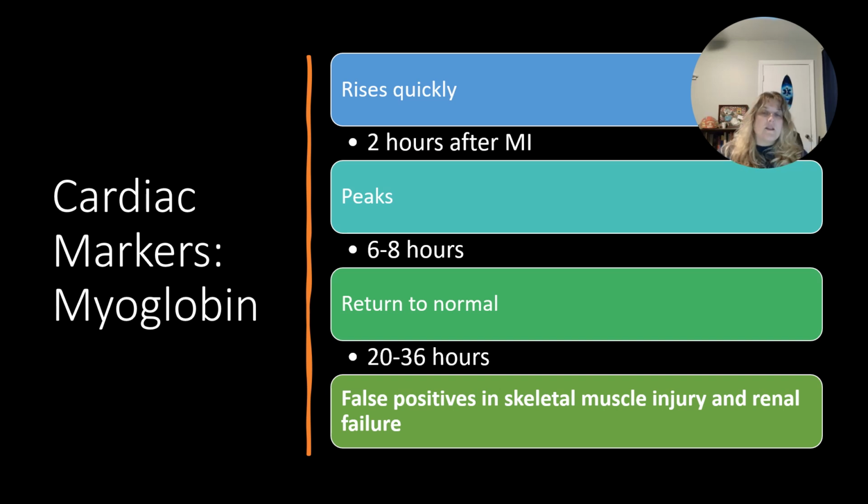Your myoglobin will rise about 2 hours after an MI, so it's pretty quick. It peaks at 6 to 8 hours and returns to normal. Look how quick it returns to normal, within 20 to 36 hours. But just like in other cases, you can have false positives if you have someone who has a skeletal muscle injury. So if you've had a marathon runner and they're complaining of chest pain, you could see a false positive on this as a result of the skeletal muscle damage that's taken place from the marathon.